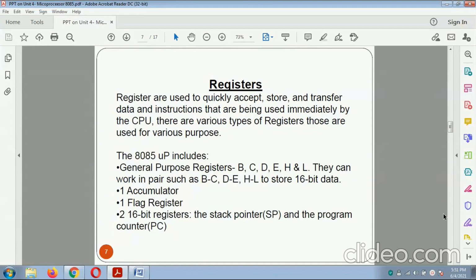Registers. The registers are used to quickly accept, store and transfer the data and instructions that are being used immediately by the CPU. There are various types of registers, used for various purposes. General purpose registers are B, C, D, E, H, L. They work in pairs, BC, DE, HL, to store 16-bit data. There is one single accumulator, one flag register, and two 16-bit registers: the stack pointer, known as SP, and the program counter, known as PC.